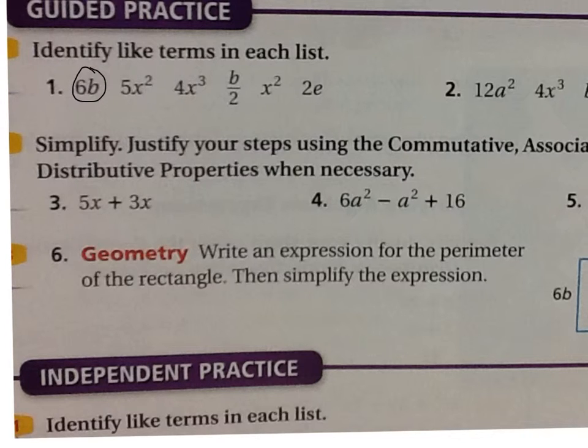6b. Are there any other b's? B divided by 2. Any other ones? No. So then to write this, if I were doing this as an assignment, I would go 6b and b divided by 2 are like terms. Okay? Move on. 5x squared.